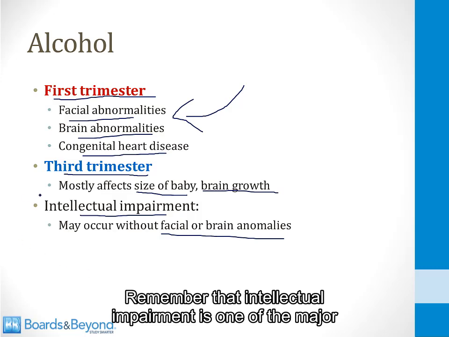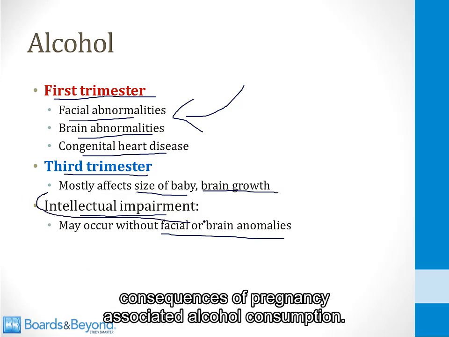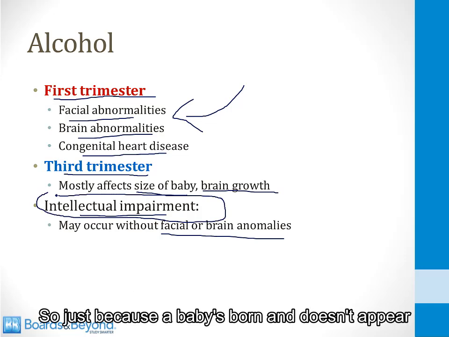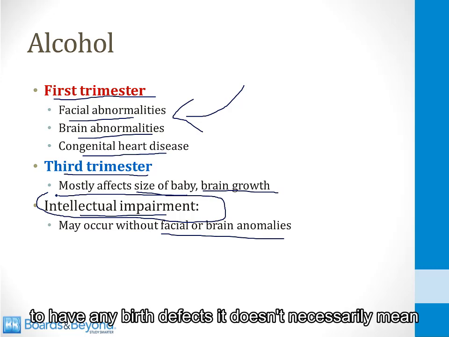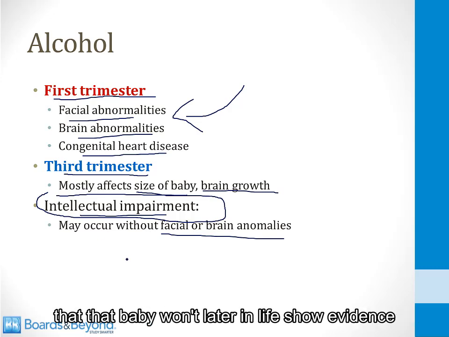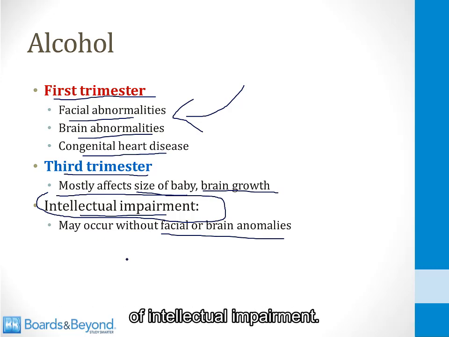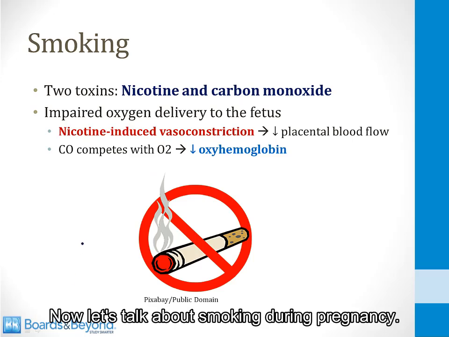Remember that intellectual impairment is one of the major consequences of pregnancy-associated alcohol consumption. So just because a baby's born and doesn't appear to have any birth defects, it doesn't necessarily mean that that baby won't later in life show evidence of intellectual impairment. Now let's talk about smoking during pregnancy.